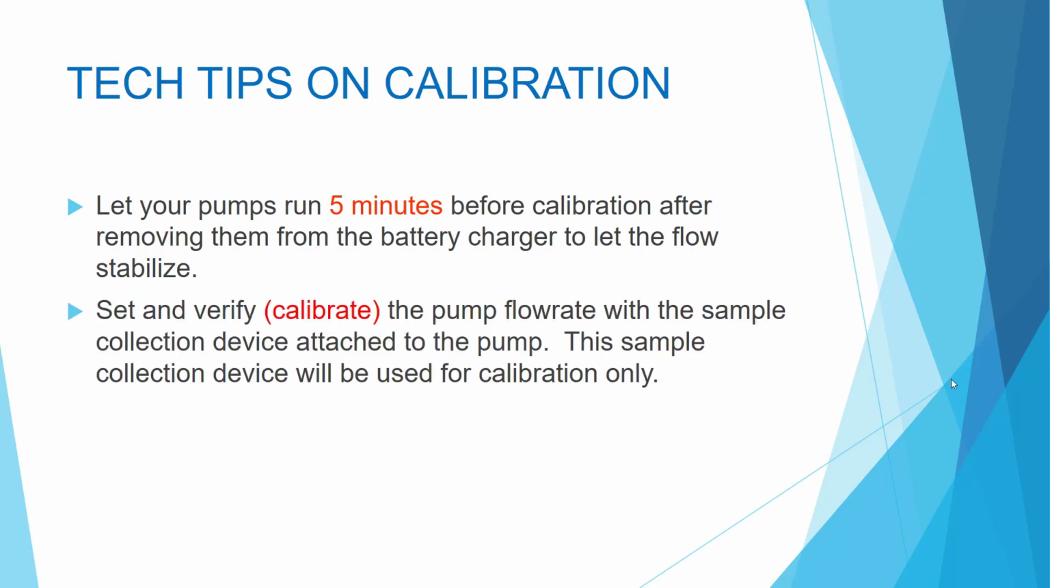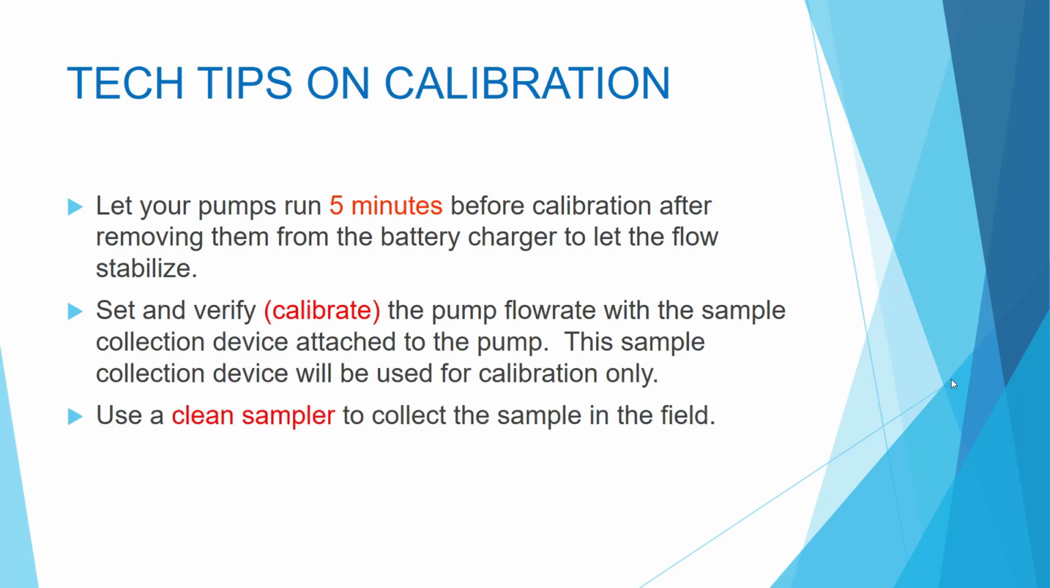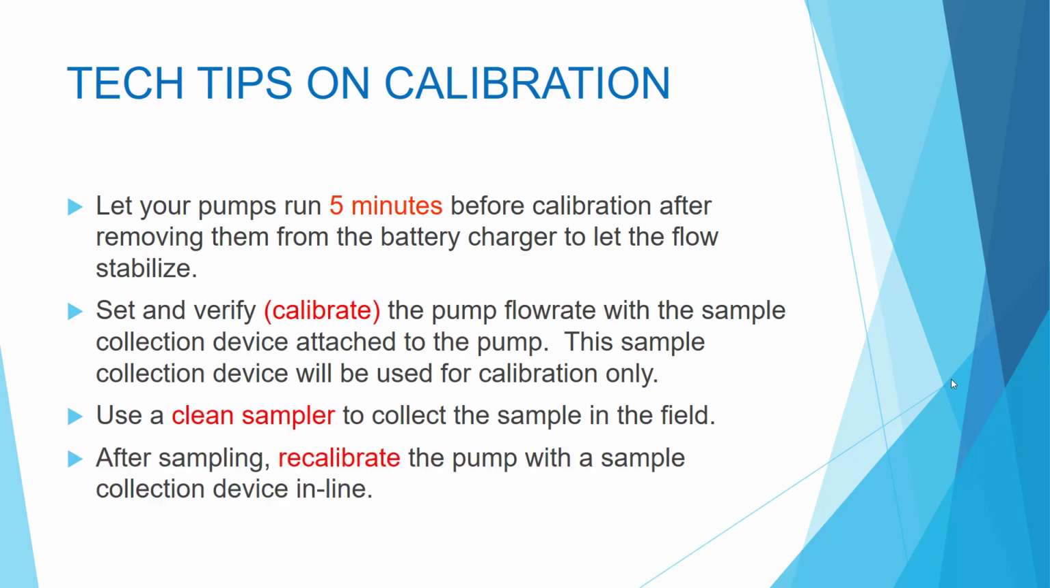Set and verify or calibrate the pump flow rates with the sample collection device attached to the pump. This sample collection device will be used for calibration only. Make sure to use a clean sampler to collect a sample in the field. After sampling, recalibrate the pump with the sample collection device in line. Some users post-calibrate with the actual sample from the field in line. SKC, however, feels that it is better to recalibrate with the calibration sampler to avoid contamination concerns, but you may wish to discuss this issue with your lab or supervisor.